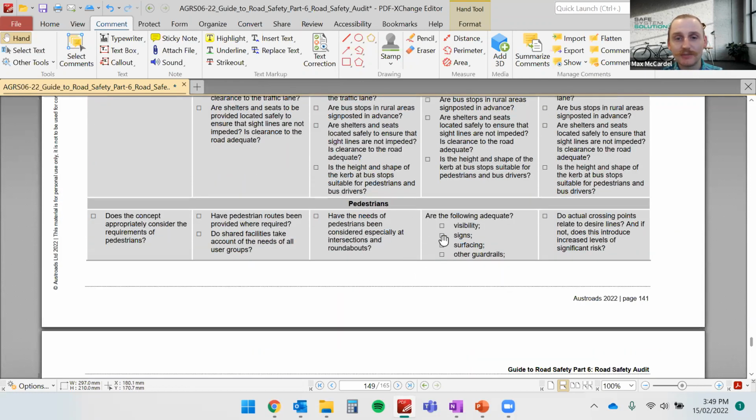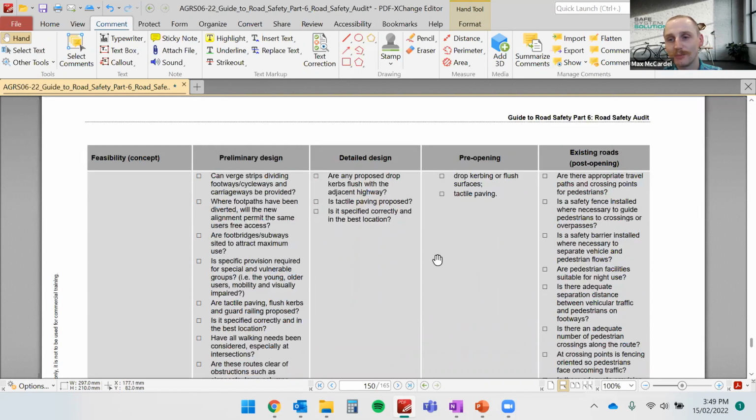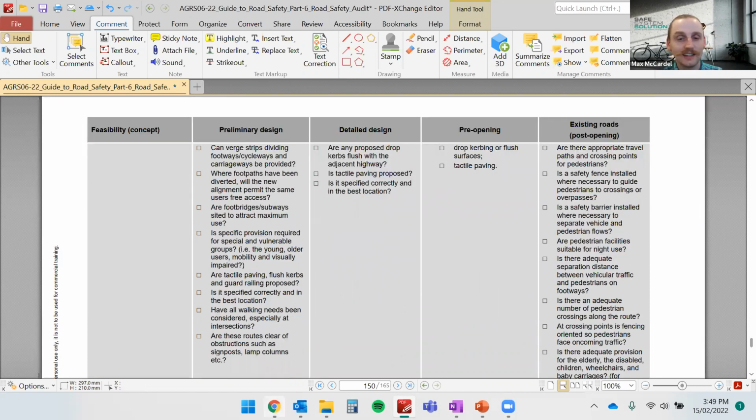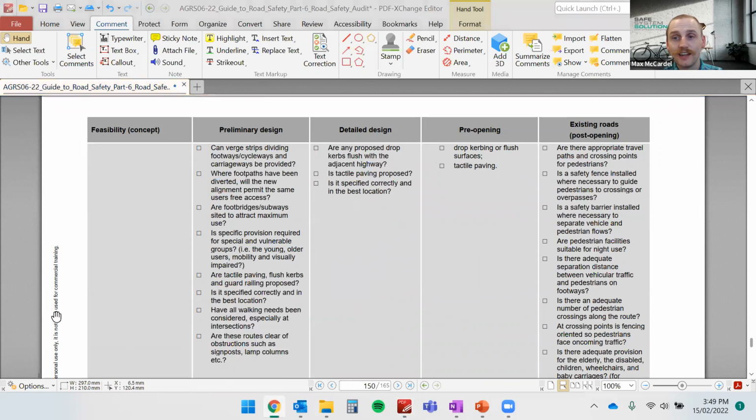Have the needs of pedestrians been considered, especially at intersections and roundabouts? Are any proposed drop curbs flush with the adjacent highway, etc., etc. So I think that should give you a pretty good indication of what these prompt lists are and exactly how they can be used. But we just thought we would share that with you and hope that you do use that as a resource as you get stuck into road safety audits.